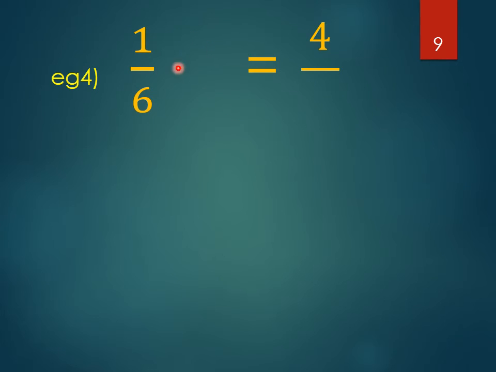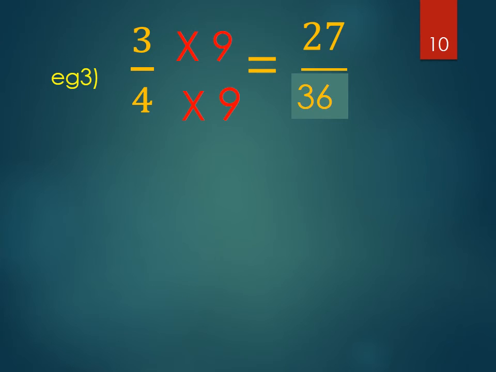Example 4. From this one you have to identify 1 is multiplied by 4, therefore the denominator should be multiplied by 4, and the blank is 24. 3 multiplied by 9 is 27, therefore 4 also should be multiplied by 9, giving 36.